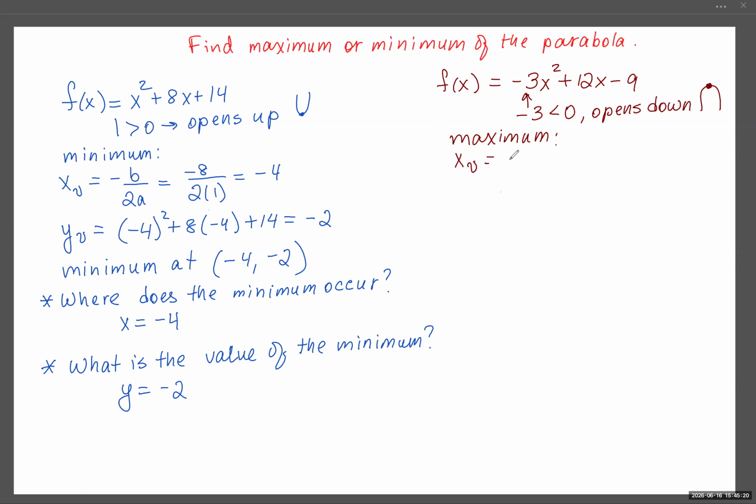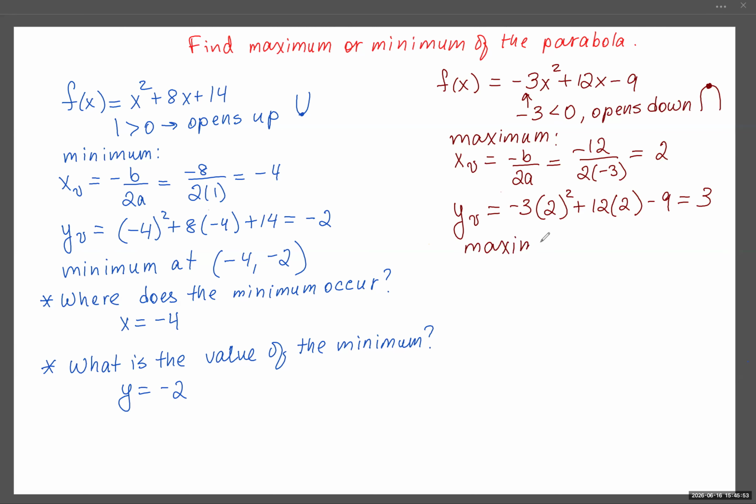So x-coordinate of the vertex, minus b over 2a, minus 12 over 2 times negative 3. And that's essentially 12 over 6, which is 2. Then the y-coordinate of the vertex, plug 2 back into the original equation. You should get 3 as an answer here. So we have a maximum at the coordinate 2, 3.